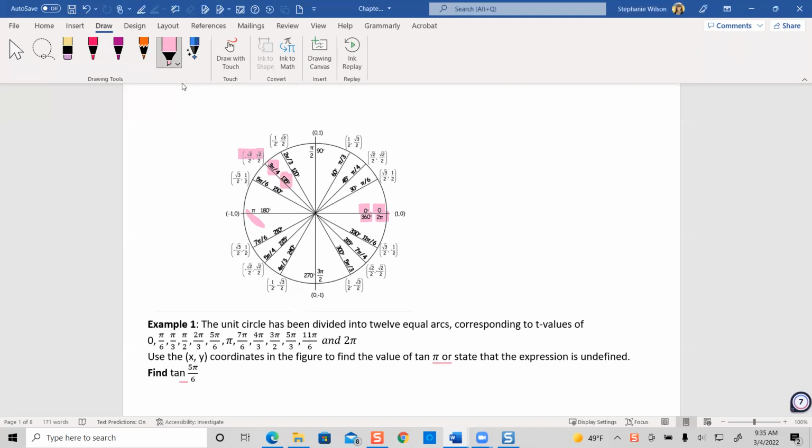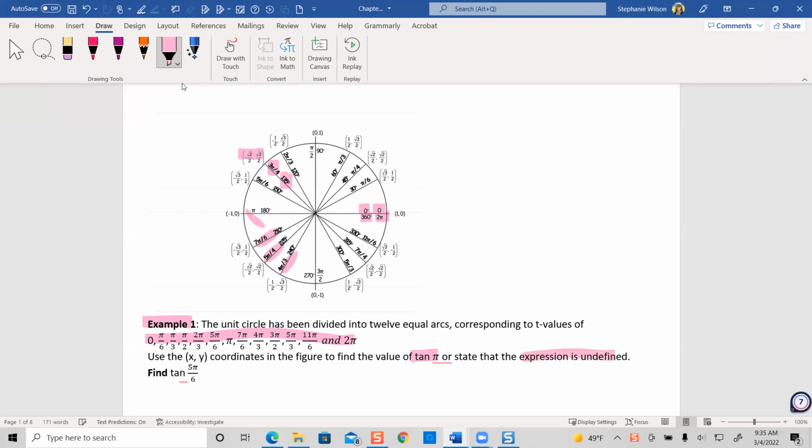All right, so you're given the specific question here. The unit circle has been divided into 12 equal arcs. So as we can see, they've been divided into arcs corresponding to t values of, so we have these values. We're going to use the xy coordinates in this figure to find the value of tangent pi or state the expression as undefined.